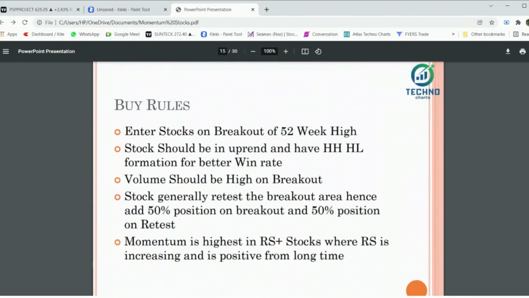Okay, so what are the buy rules for entering into this strategy? Enter stocks on breakout of the 52-week high.